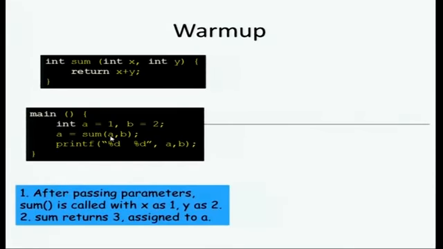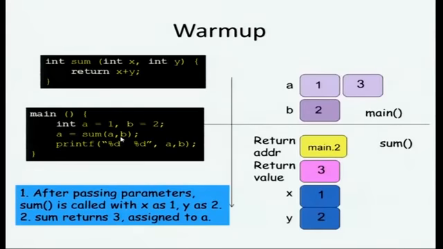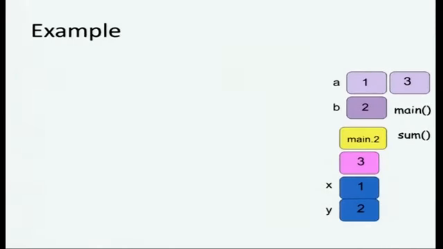So, after passing the parameters, sum is called with x as a, which is 1, and y as b, which is 2. So, sum returns a 3. The return value is 3 and the 3 is assigned back to a. So, when you print it, the output will be 3 followed by 2. So, this is simple enough.